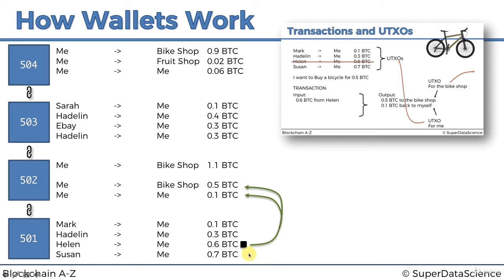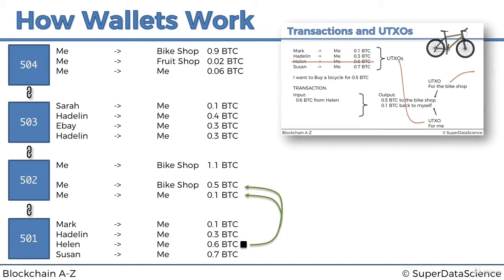So we're going to put a big black square at the end of this transaction to signify to ourselves that the output of this transaction has been spent, and we know exactly where it went, so we're just going to put a black box here.